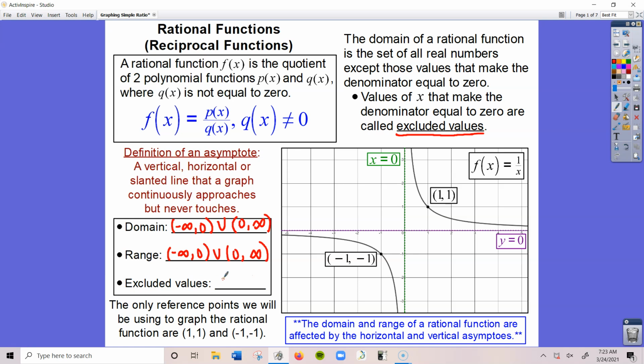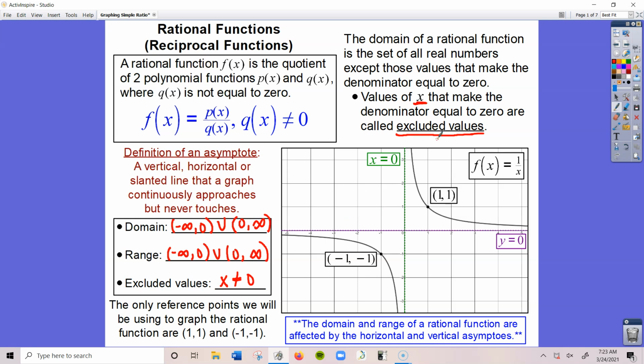Now again, I mentioned the excluded values. And excluded values are the values of x that make the function not defined. Defined meaning that there's something on the graph. So if it's not defined, that means there would be nothing on the graph. So in this case, since we have the vertical asymptote at x is equal to 0, that is the excluded value. So x cannot equal 0.